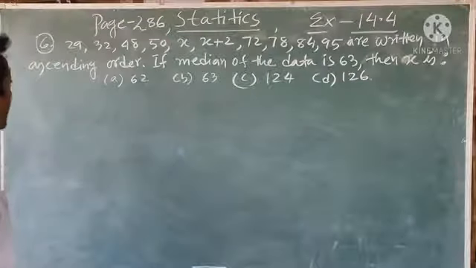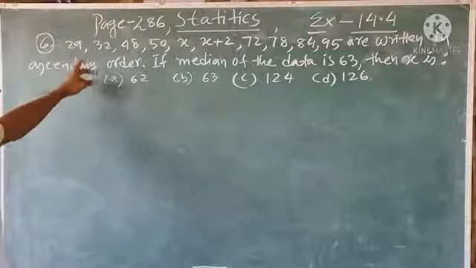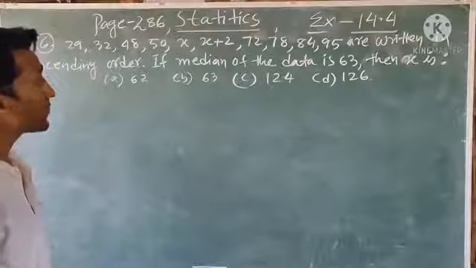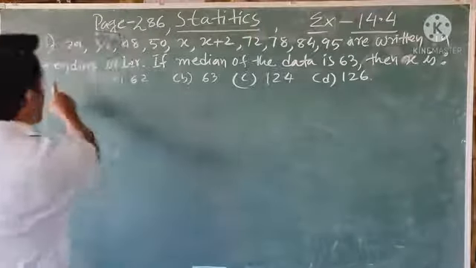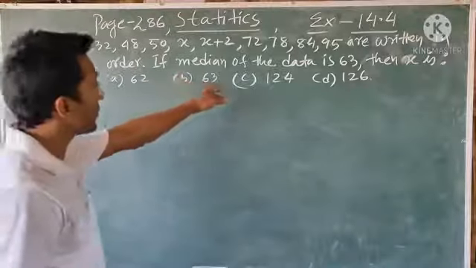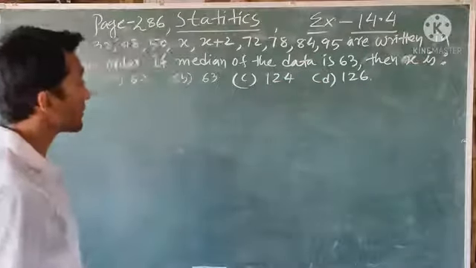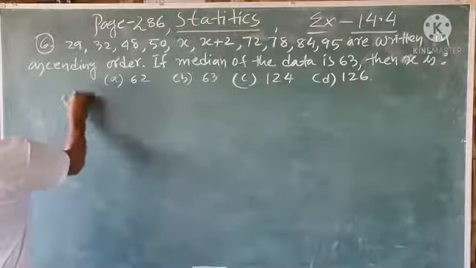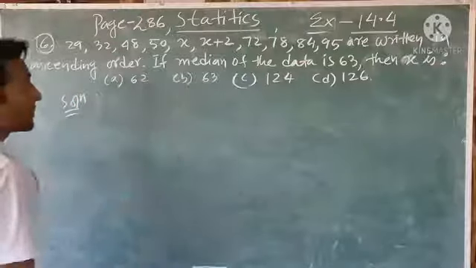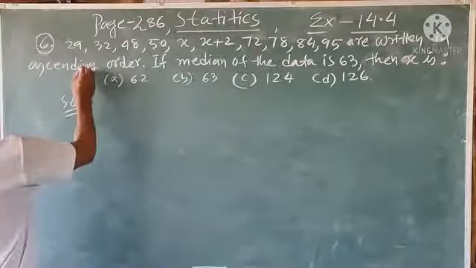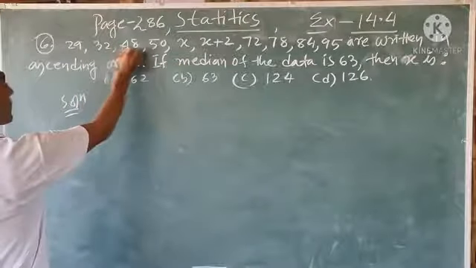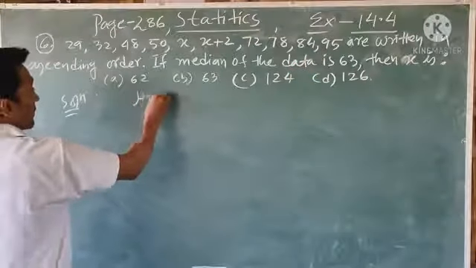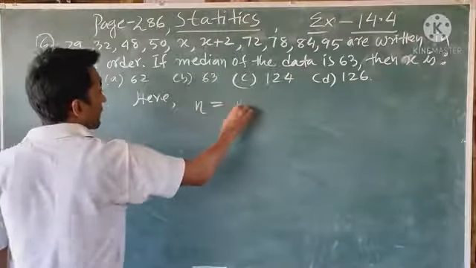Now you see the next question, number 6. 29, 32, 48, 50, x plus 2, 72, 78, 84, 95 are in ascending order. If the median of the data is 63, then x is which one? You have to find which is the correct option. So here the median is already given, 63. Now you see how many observations are given here. 1, 2, 3, 4, 5, 6, 7, 8, 9, 10. So here the number of observations n is 10.